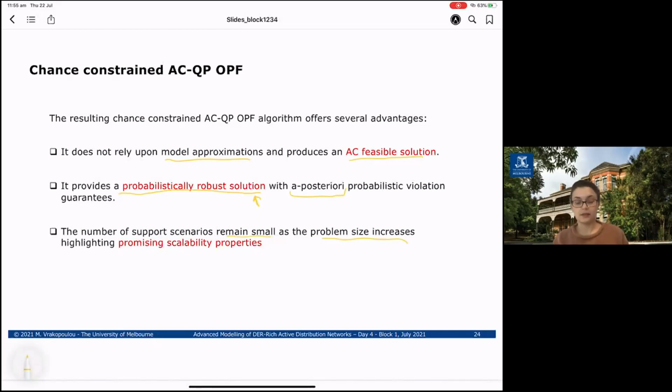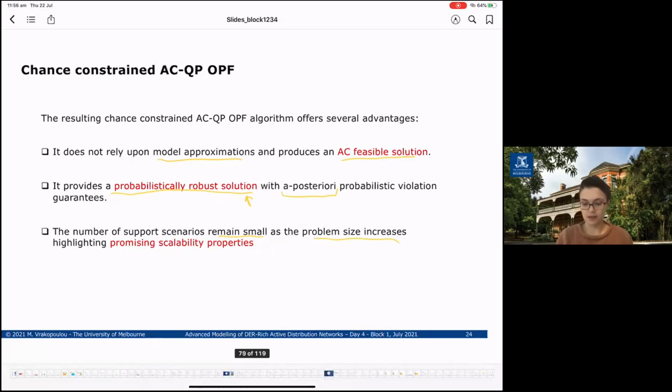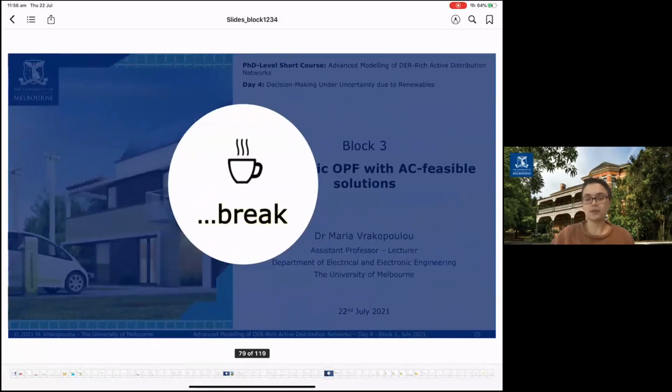And this is something that really highlights the promising scalability properties of this specific algorithm, because in the way we use it, we might quickly identify the scenarios that are going to satisfy the big set of scenarios N, and that means that we are going to get these generalization properties in a more accurate way. So that's it for this section.